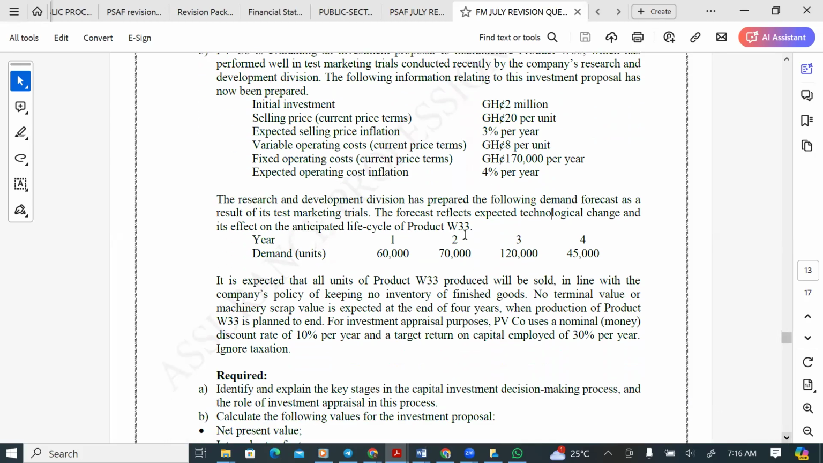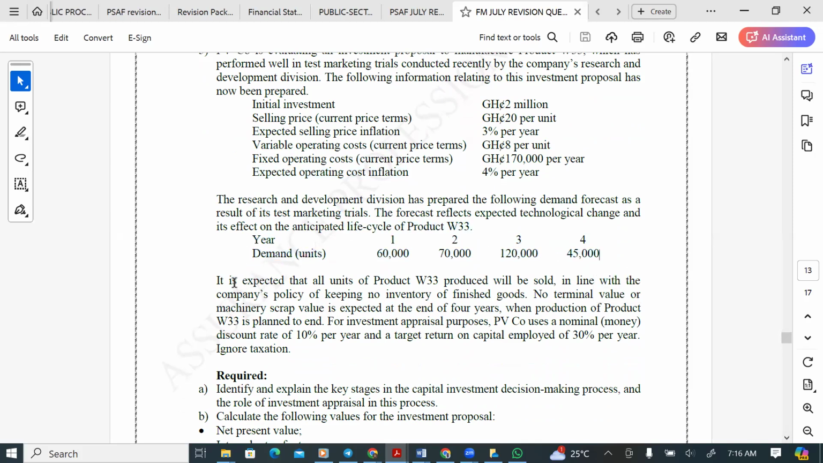Then if you count the demand, there's no issue with the demand. Yes, please. The variable operating cost, they didn't give the inflation for it. They say expected operating cost inflation, so all operating costs must be inflated by 4%. Okay.